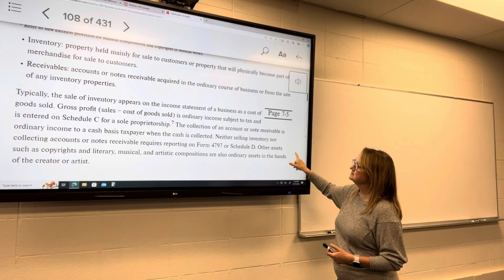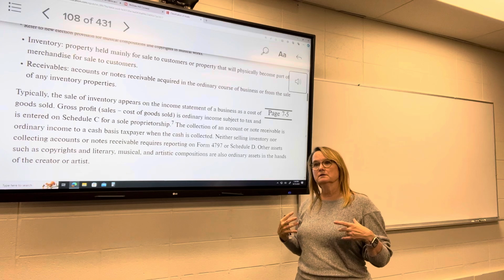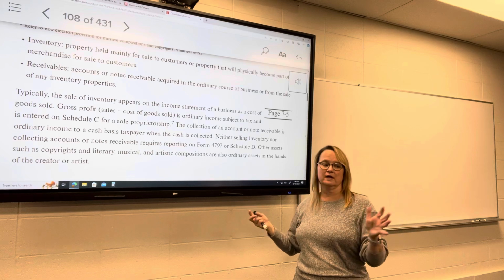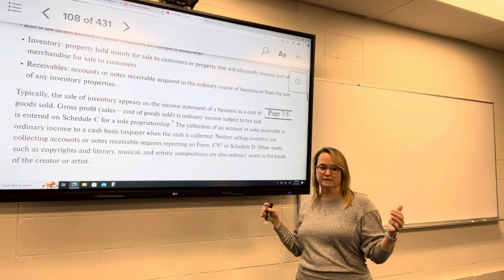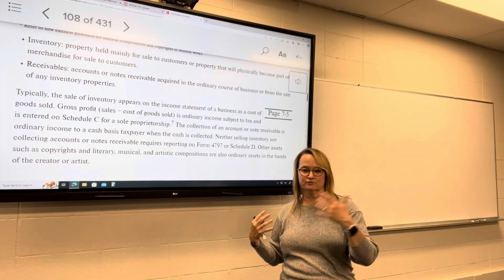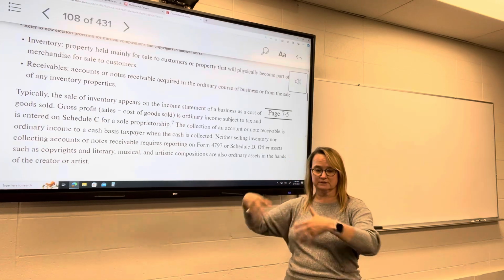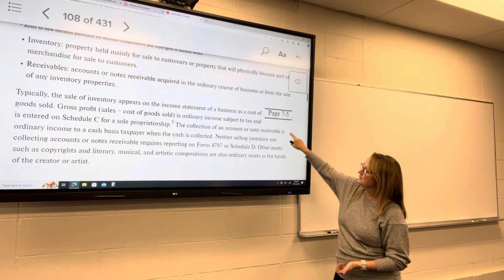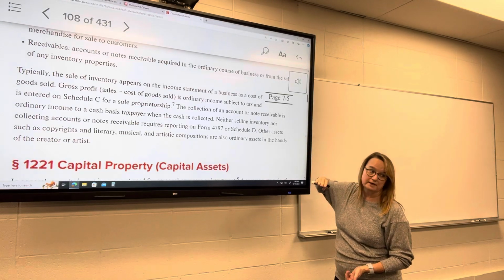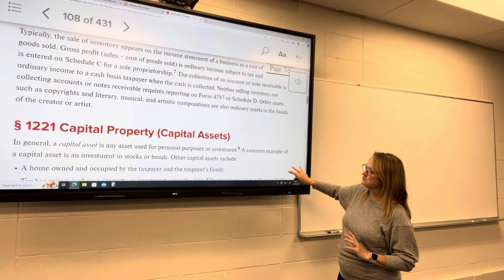Now, there are some exceptions when you sell it, like if you sell a bunch of inventory, not because you're selling it to customers, but, say, you're a clothing retailer and you've got a bunch of old styles from a year ago, and you decide to sell it at a discount in bulk to somebody else. That's a little bit different story. That's going to be reported on a 4797. It's still going to be ordinary income though, okay? But it's not going to show up on the Schedule C because it wasn't in the regular course of business.